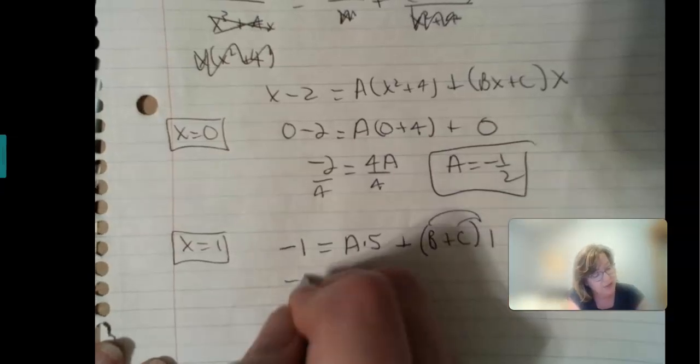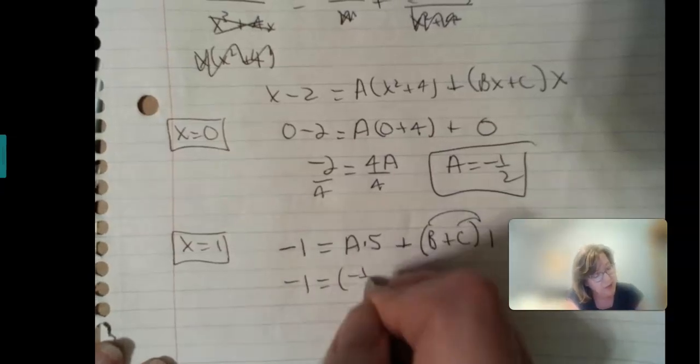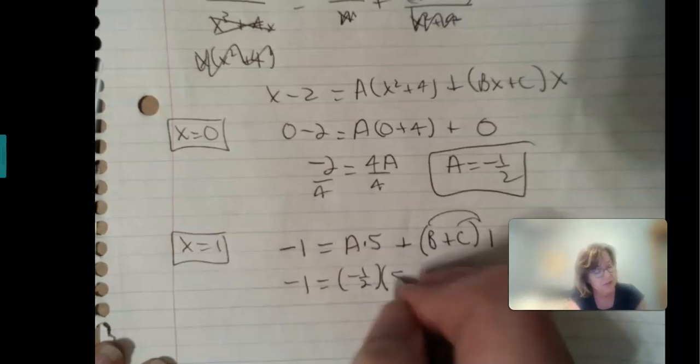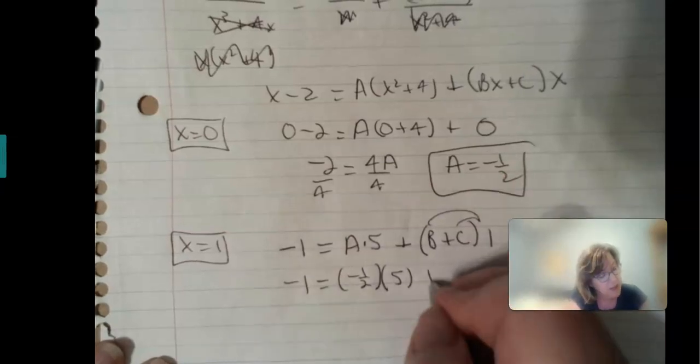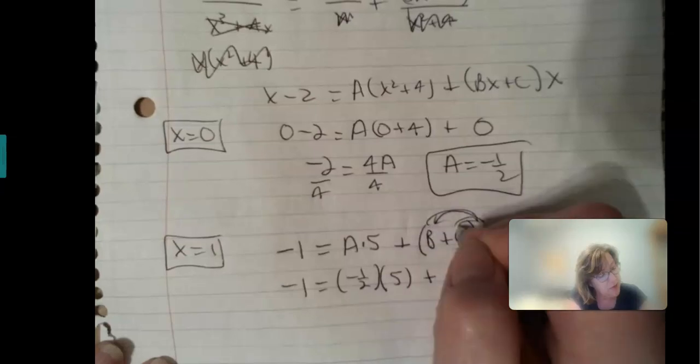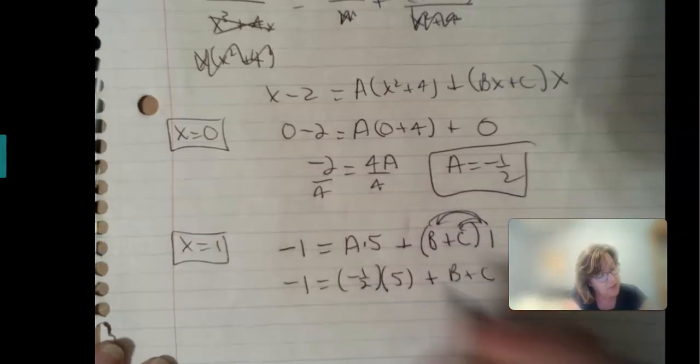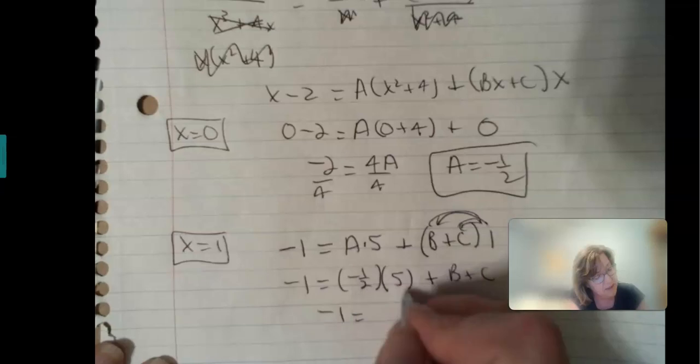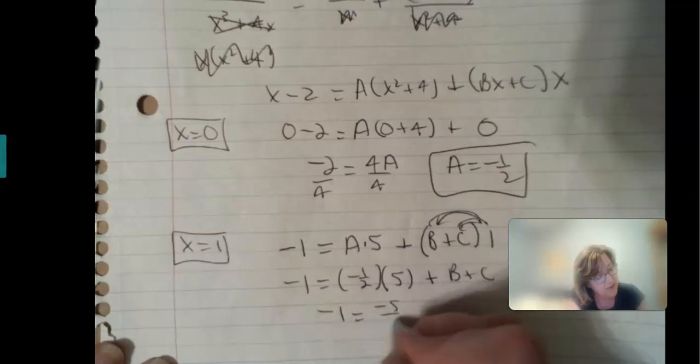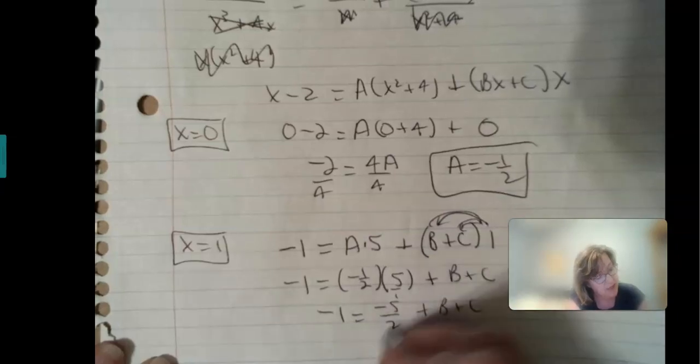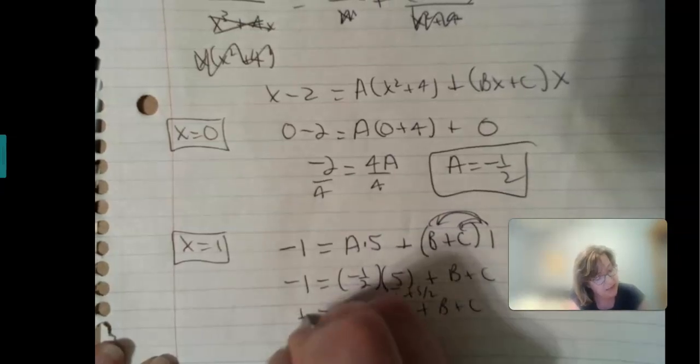So negative 1 equals, a we know is negative half, because we just solved that a little bit ago, right up there, plus, and then distribute, the 1 doesn't change anything. Okay, so I get that. So negative 1, let's see, what is this? This is a negative 5/2, plus b plus c, and then I'm going to add the 5/2 to both sides.